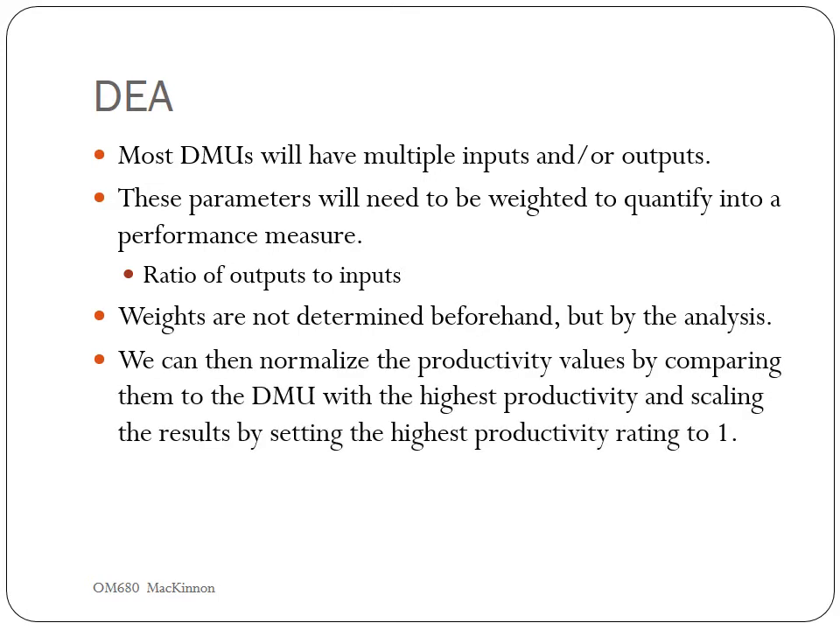So then we can normalize the productivity values by comparing them to the DMU with the highest productivity and scaling the results by setting the highest productivity rating to 1. And that is what we did in the farm example. We took the farm that had the highest productivity, set it equal to 1, and then scaled everything else by its relation to the most efficient, or what we judged to be the most efficient.